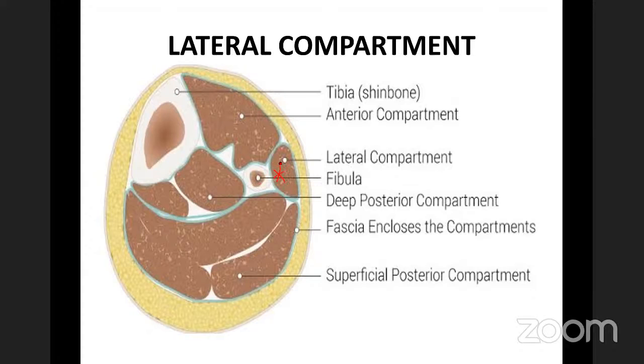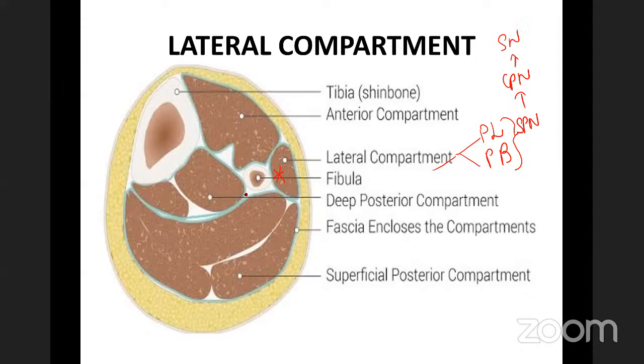Now we will study about the lateral compartment. It's very simple. Am I audible, students? Yes, ma'am. Okay, fine. So now we will discuss the lateral compartment. There are two muscles in the lateral compartment, peroneus longus and peroneus brevis. The nerve supply of this compartment is by the superficial peroneal nerve, which is a branch of the common peroneal nerve, which in turn is a branch of the sciatic nerve. The artery of this compartment is the peroneal artery, which is a branch of the posterior tibial artery. We will see about that later.